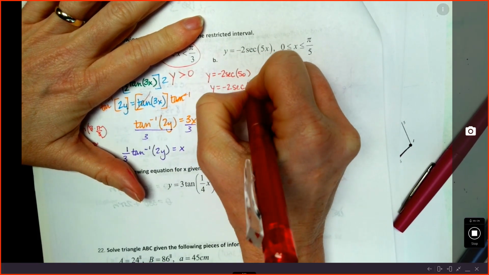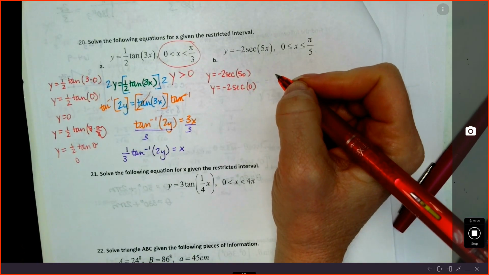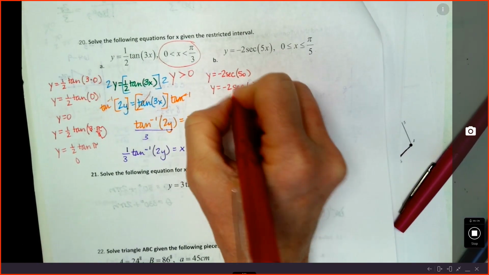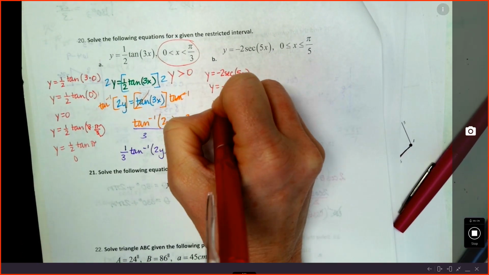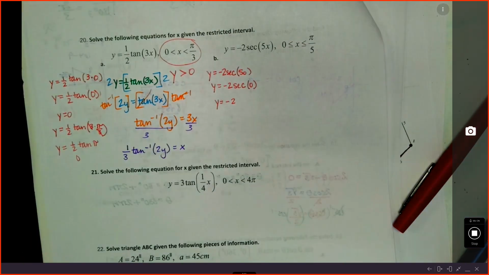So what is secant 0? Secant 0 is 1 over cosine. Cosine of 0 is 1, so it would be 1. And then times -2, right? You can also put it in the calculator. We don't have secant on the calculator. But secant is 1 over cosine, so you can put 1 over cosine in your calculator.